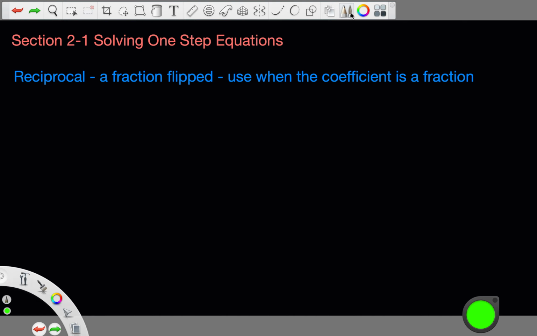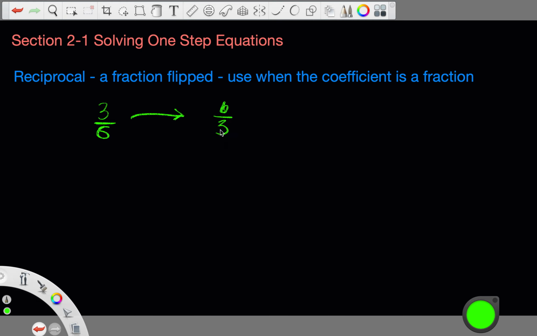Alright, we need to talk about what a reciprocal is. So a reciprocal is a fraction that's just flipped around. So an example of a reciprocal is this. So we might have 3 over 8 as a fraction. Let's just say 3 over 6 because it looks like a 6. 3 over 6 is a fraction. The reciprocal of this is just the numbers flipped around, 6 over 3.